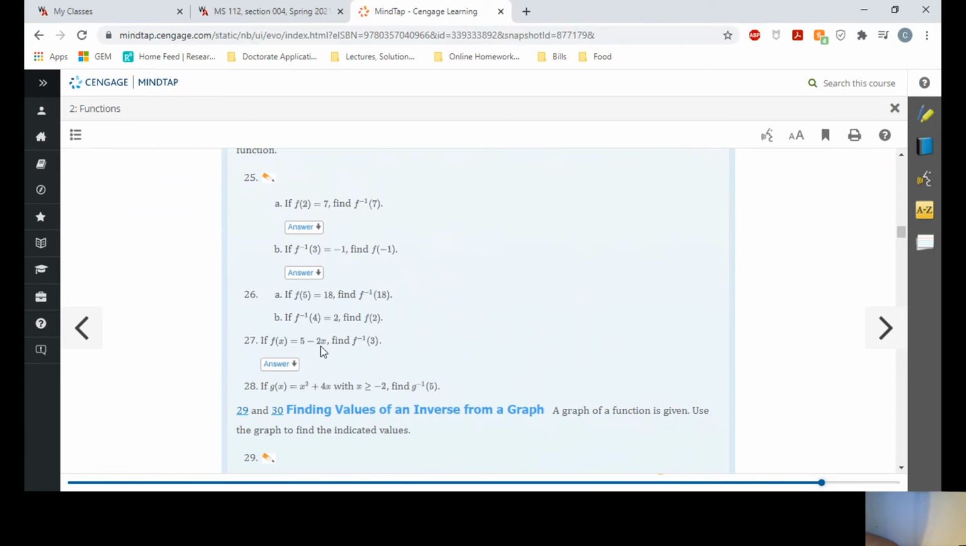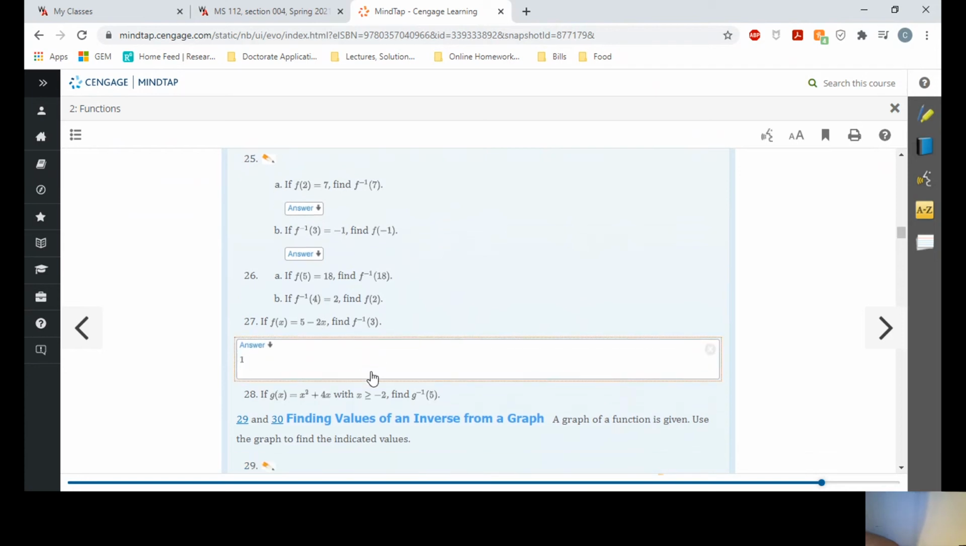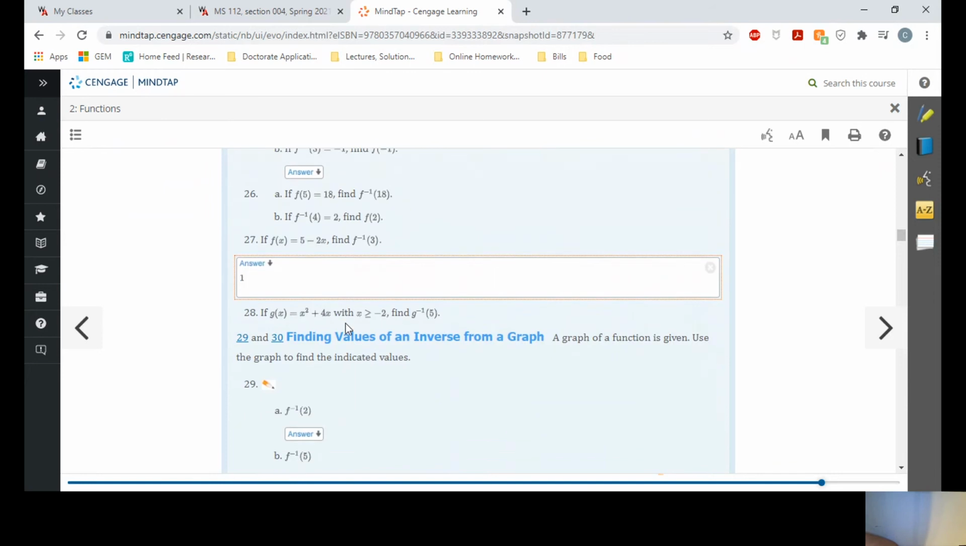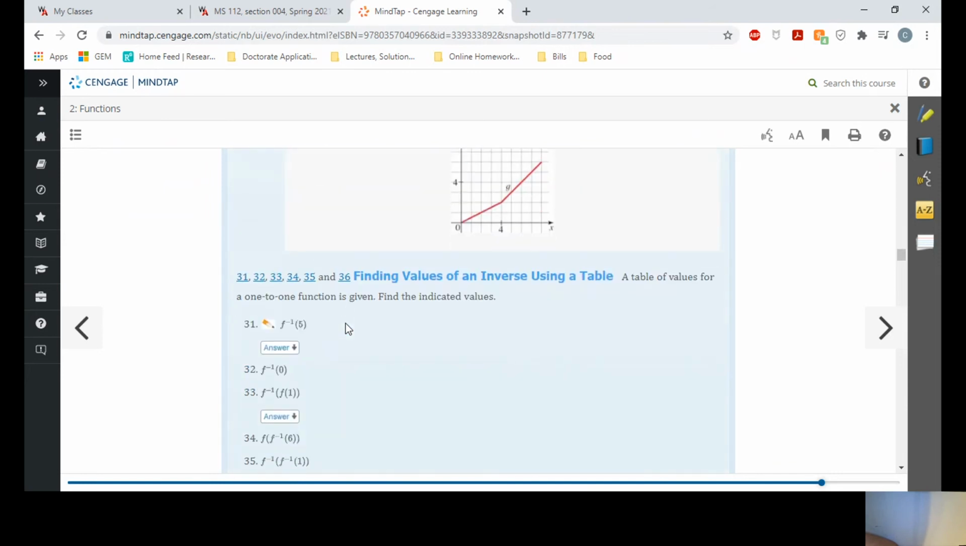So what would the inverse of this look like? Well, you'd have to figure it out, right? And then you would plug in 3. So you should get 1. Well, I thought they would give us more there, but of course I can always work these out if you find it necessary. Okay.